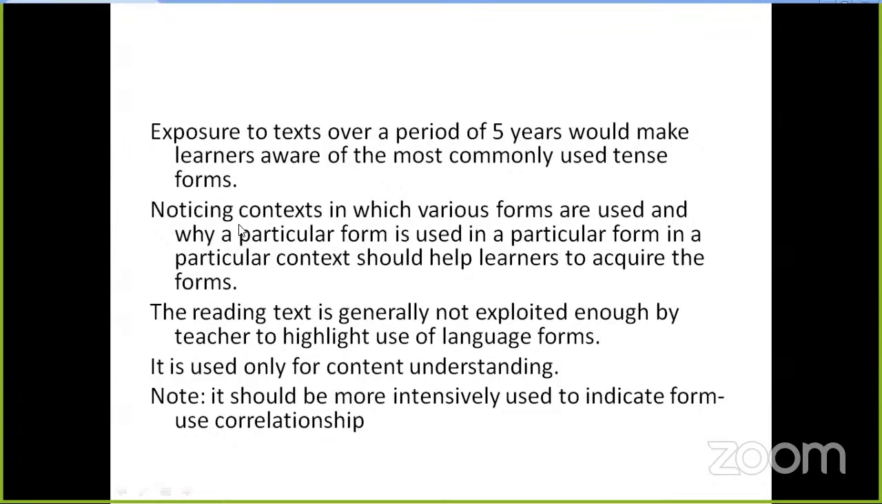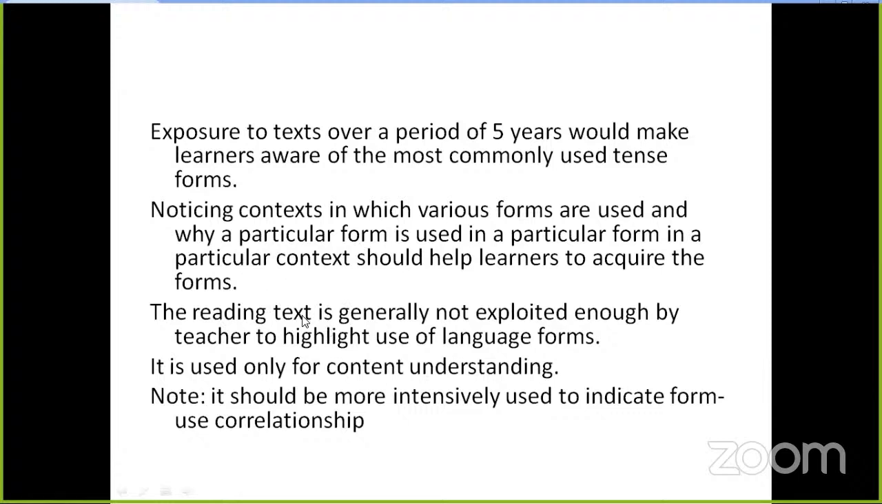And then what is happening is noticing the contexts in which various forms are used, and why a particular form is used in a particular context, should help learners to acquire the forms. Over a period of time, when you are reading the English textbooks or the language textbooks over and over again, you will probably understand what the various forms are that are used and why a particular form is used in a particular context, right? So that's how it helps the learners to acquire the forms.